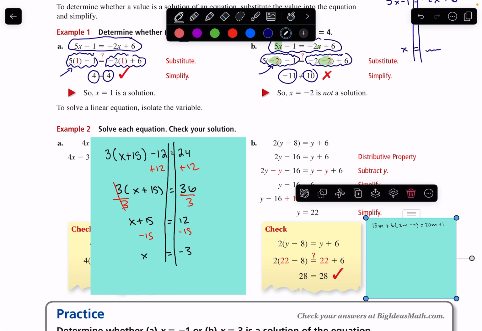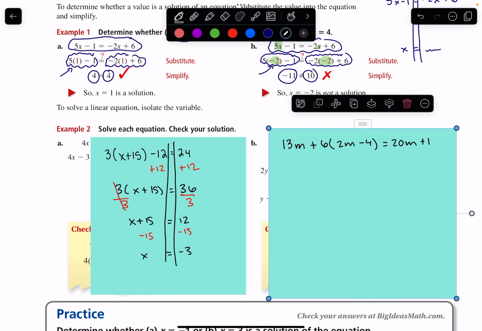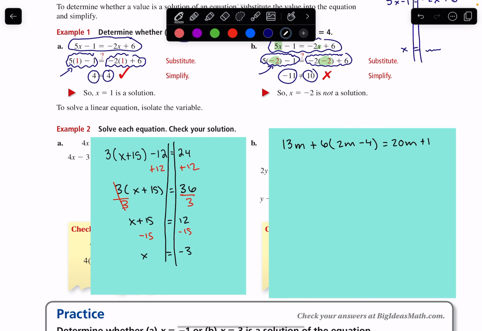Okay, second example I want you to add. I've got 13m plus 6 times 2m minus 4 equals 20m plus 1. So a lot more going on in this one. I think I'm going to distribute the 6 this time and kind of clean things up before I start trying to solve. So 13m is just floating out here by itself. 6 multiplied by 2m becomes 12m. And then 6 multiplied by negative 4 becomes negative 24. And that equals 20m plus 1.